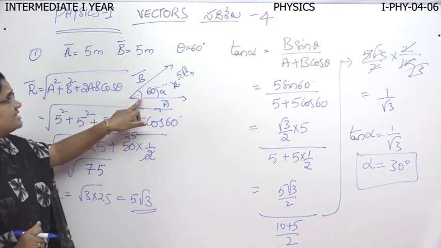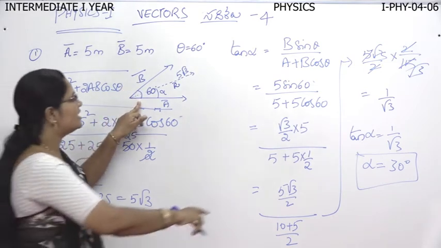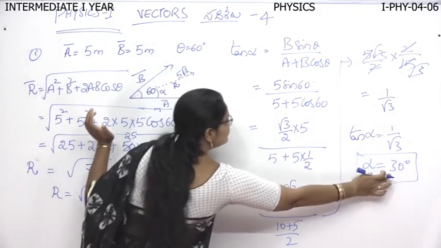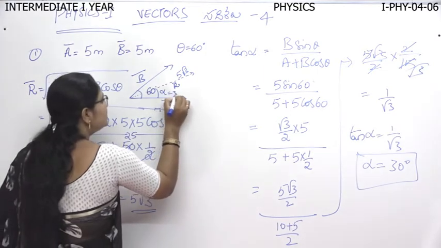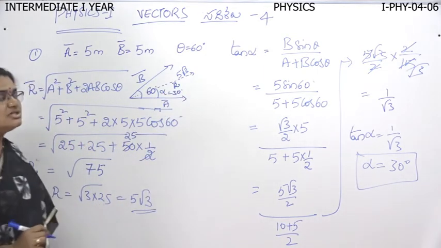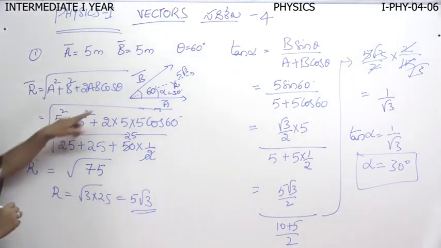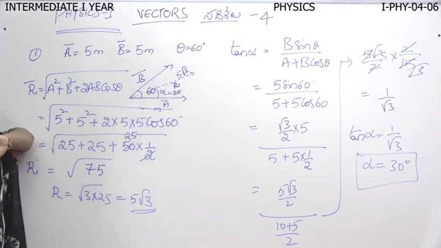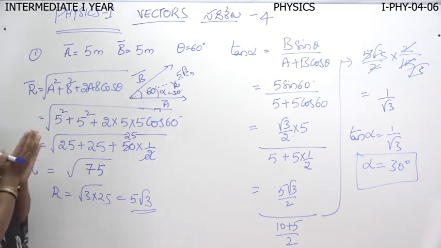If you can see, what is the angle between the two vectors A and B here? 60 degrees. So what is the angle that the resultant is making with vector A? 30 degrees, which is half of your 60 degrees. So what is the important conclusion that you have to make a note of? If any two vectors are equal in magnitude, then the resultant passing through these two vectors bisects the angle between the two vectors.